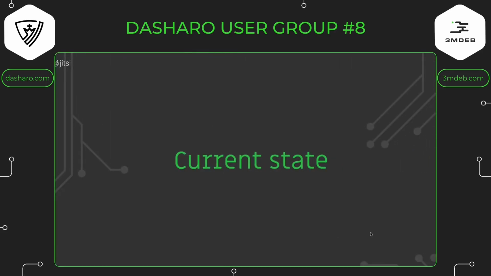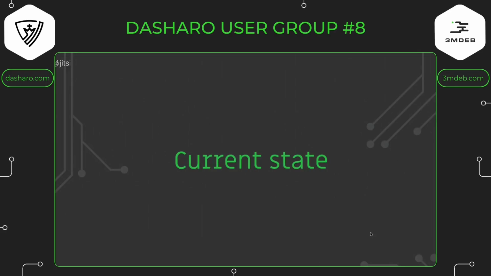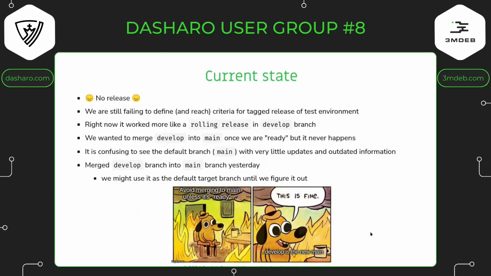So that was a brief introduction on what it is. Now the current state. We planned for a release, but we haven't delivered a targeted release with some declared feature set. It's getting more and more complex. We are still failing to define the criteria that we would like to achieve. We are adding new platforms, new tests.